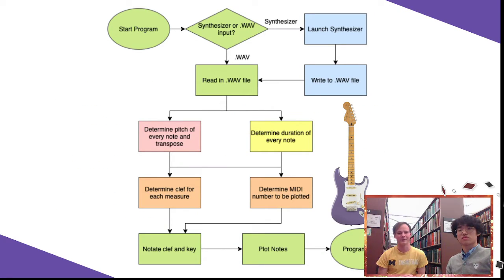So basically, first you start the program, it takes in a file, or you can click the synthesizer, which then reads in a new file. Then it does the key detection, it reads the pitch of the note, it reads the durations, and then you can change things like the clef, the pitch, the instrument, and then basically you click the transcribe button and it transcribes it onto sheet music.